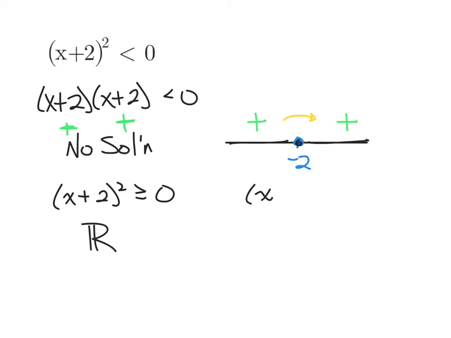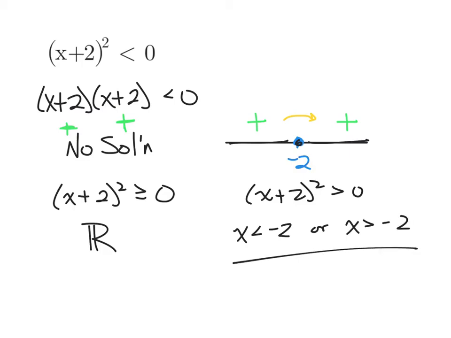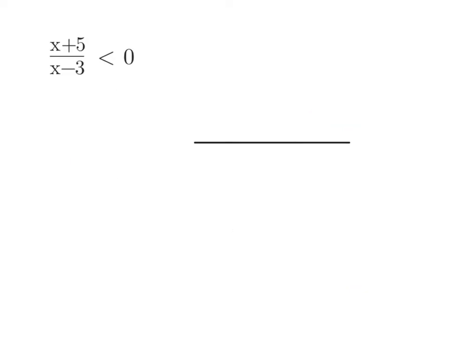If the question were to ask, when is (x + 2) squared greater than 0, not equal to, then you have to break it up into two inequalities. You would have to say that x is less than -2, or x is greater than -2. I suppose another way you could write it is x is going to be all real numbers except x cannot equal -2. Ooh, here's the first time that we have a fraction. (x + 5) over (x - 3). When is this thing going to be less than 0?